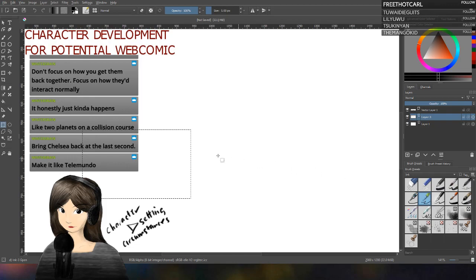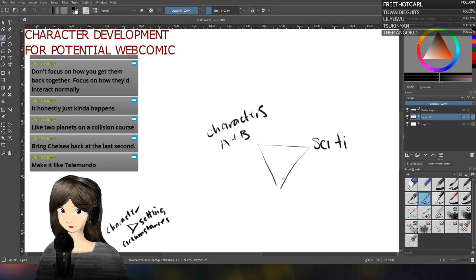Another idea that I'm toying around with for a short story... Oh, what am I doing? If we're still using this triangle of character, setting, and circumstances, the setting I want it to happen in is a sci-fi setting. And then our characters are unnamed at the moment, A and B. And then the circumstances are what I'm trying to figure out.